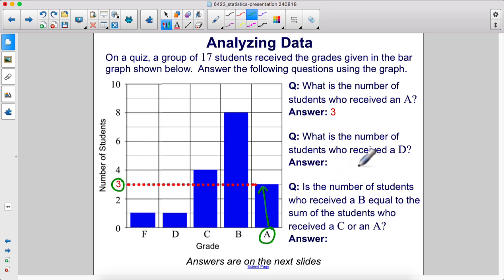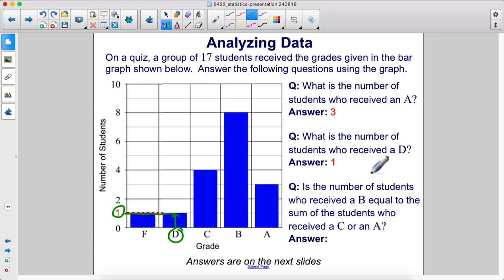What is the number of students who received a D? All right, so we see the D column here. It goes up this high. We look to the left and we see 1. Or you can think of it as half of 2. So therefore the answer is 1 student.